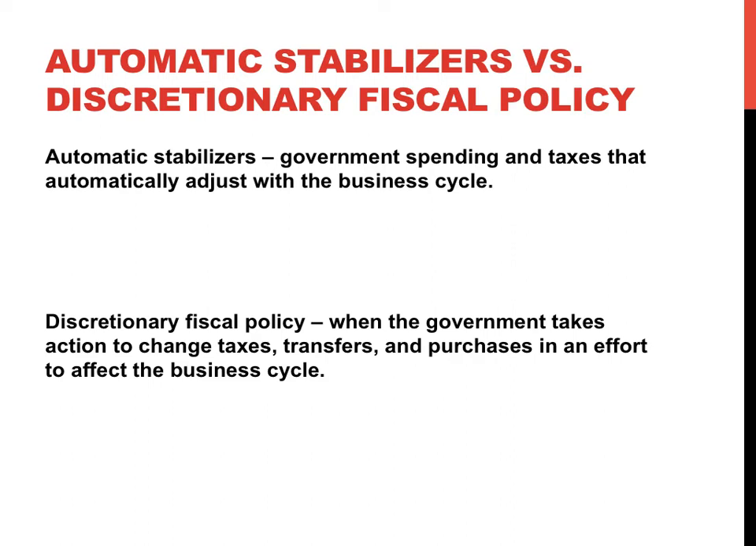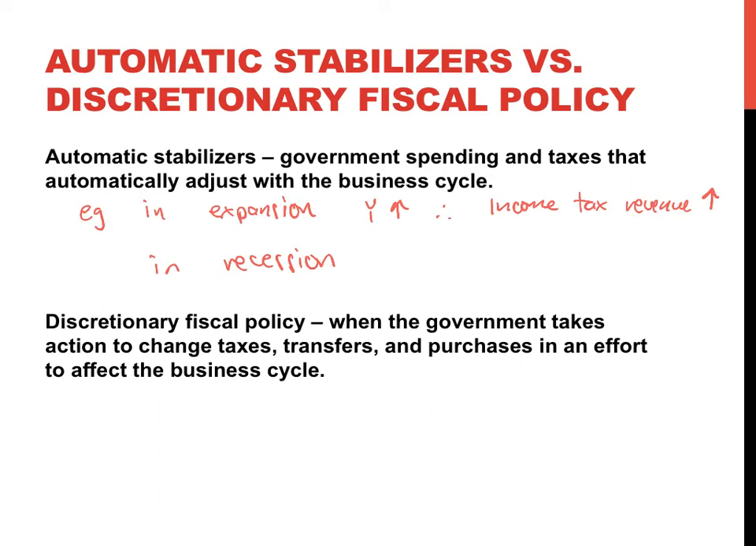So there are two components of fiscal policy: automatic stabilizers and discretionary fiscal policy. Automatic stabilizers are government spending and taxes that automatically adjust with the business cycle. So for example, in an expansion, when output is increasing and incomes are increasing, then income tax revenue is naturally going to increase because income taxes are a percent of people's income. However, when the economy is in a recession and output is decreasing, incomes are also decreasing, and so income tax revenue will fall. And so any sort of taxes, transfers, government spending that automatically adjust depending on whether the economy is in an expansion or a recession, those are called automatic stabilizers.